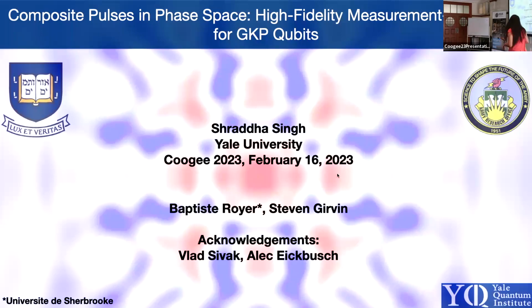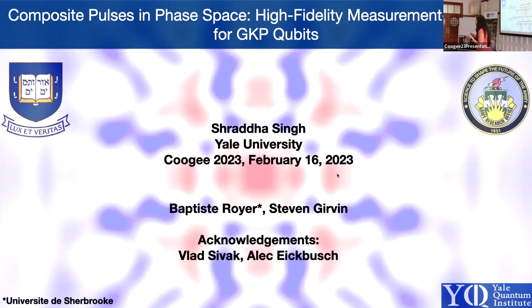Great. So yeah, I'm here to present this work where we developed a framework to control continuous variable states efficiently using two-level ancillas or qubits. This work has been done with Steve Garvin, my advisor, and Patis Royer, who is at University of Sherbrooke right now. The problem statement here was inspired by experiments conducted by Vlad Sivak and Alec Eichbush. And this framework finds many uses in GKP qubits.